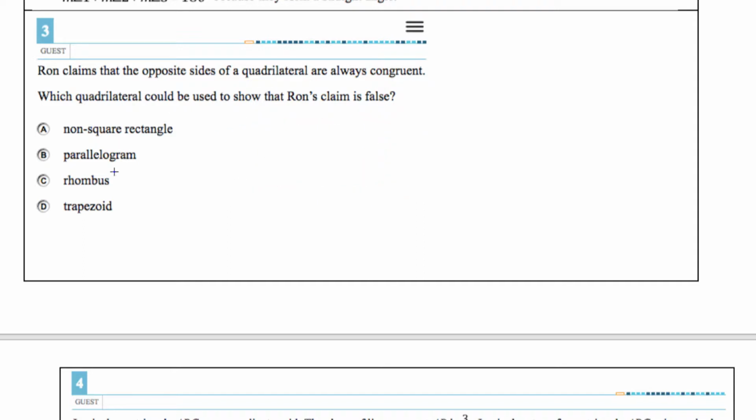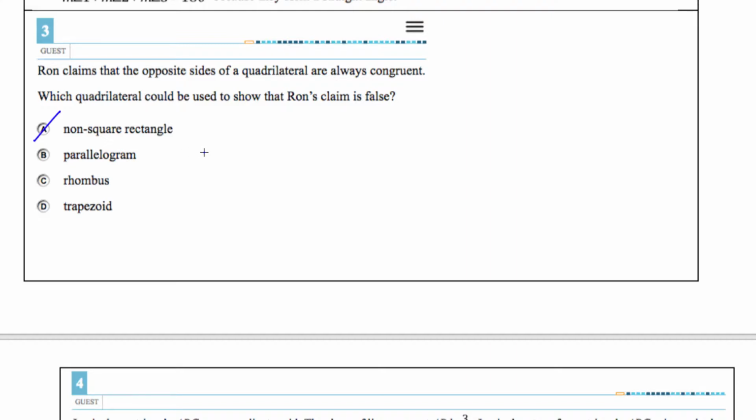So all 4 of these are quadrilaterals. We've talked about them all before. Which one of these would show that he's false? So we have to disprove him. A non-square rectangle, I just drew that. If I drew it correctly, it would look a little bit better. It looks like that. Well, those 2 sides are congruent. Those 2 sides are congruent. So that matches what Ron is saying. We're trying to disprove him, so no.